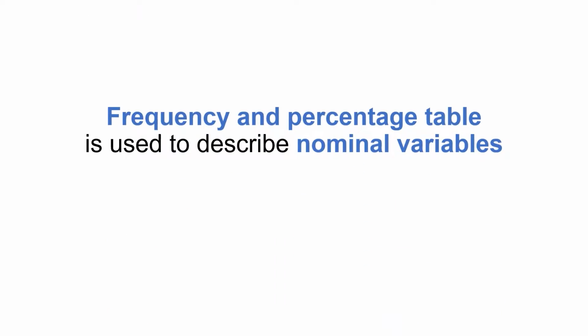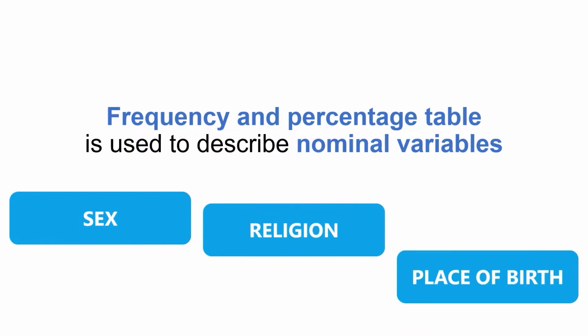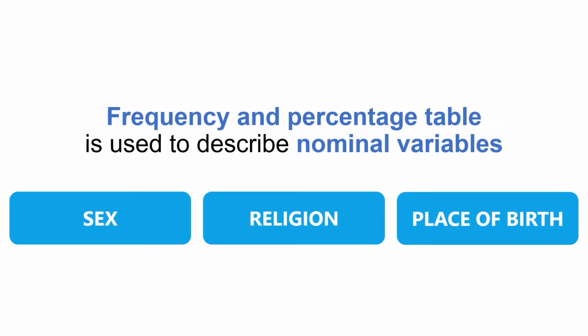Frequency and percentage table is normally used to describe nominal variable such as sex, religion, place of birth, etc. In creating frequency and percentage table, all you need to do is to identify the possible data associated with your variable. For example, sex, which data are either male or female, and count how many times these data occurred in your dataset. For frequency, then divide these numbers by the sample size and multiply by 100 for percentage.